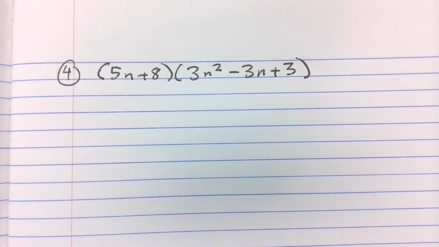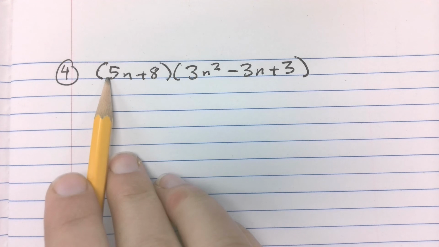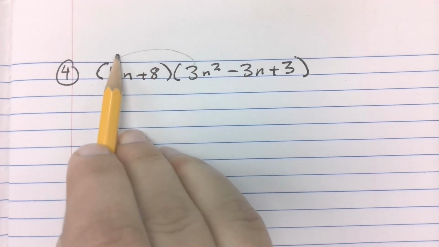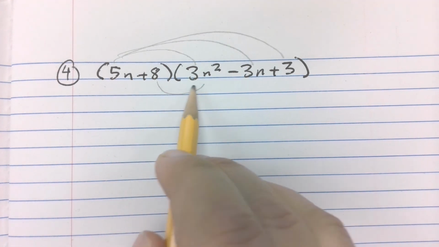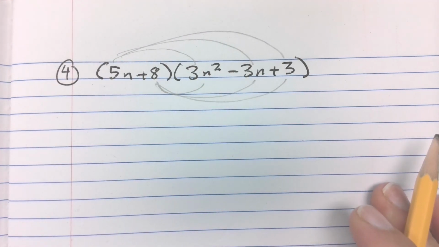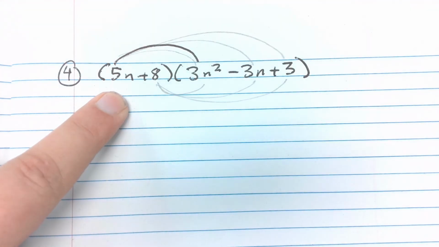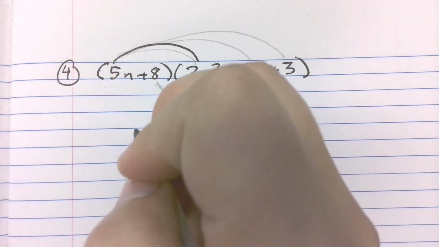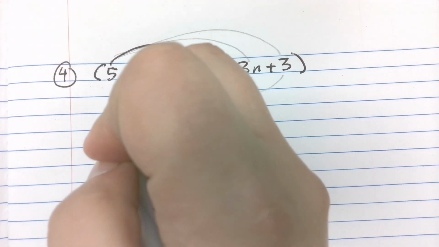Okay, so just like last time, you guys, this first one is gonna multiply to everything in the other group, and the second one's gonna multiply to everything in the other group. Everything goes to everything. So let's start with the first one. What is 5n times 3n squared? 5n cubed. Nope. 15n cubed.